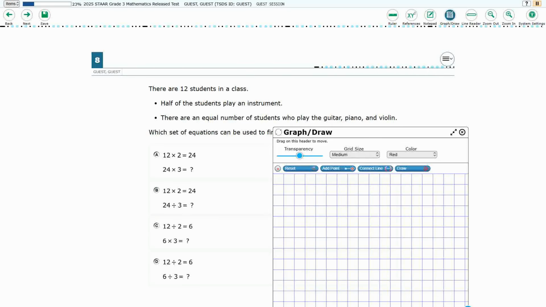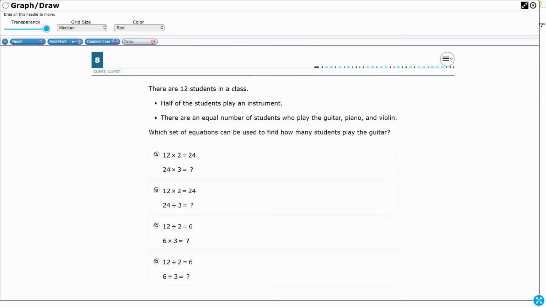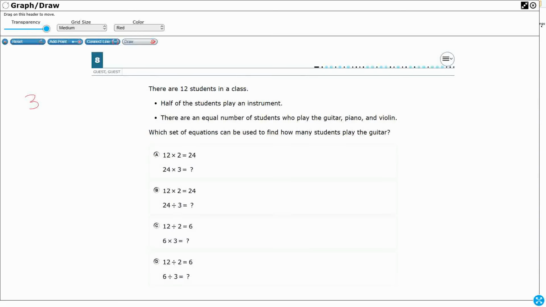Number 8, we are dealing with 3.5b. We are representing multiplication and division problems. And when we represent them, it's either going to be an equation, might be a strip diagram, might be a number line. In this case, it looks like we're dealing with equations. There are 12 students in a class. All right, so this is my total.